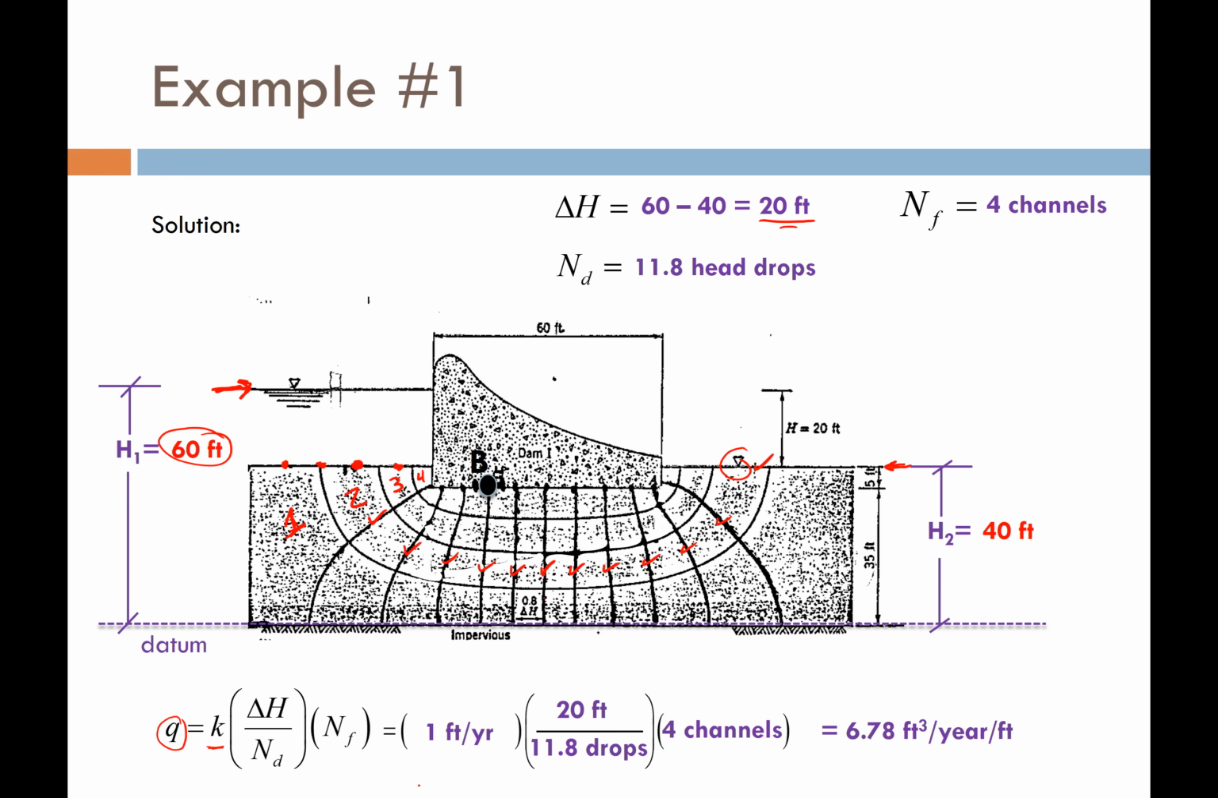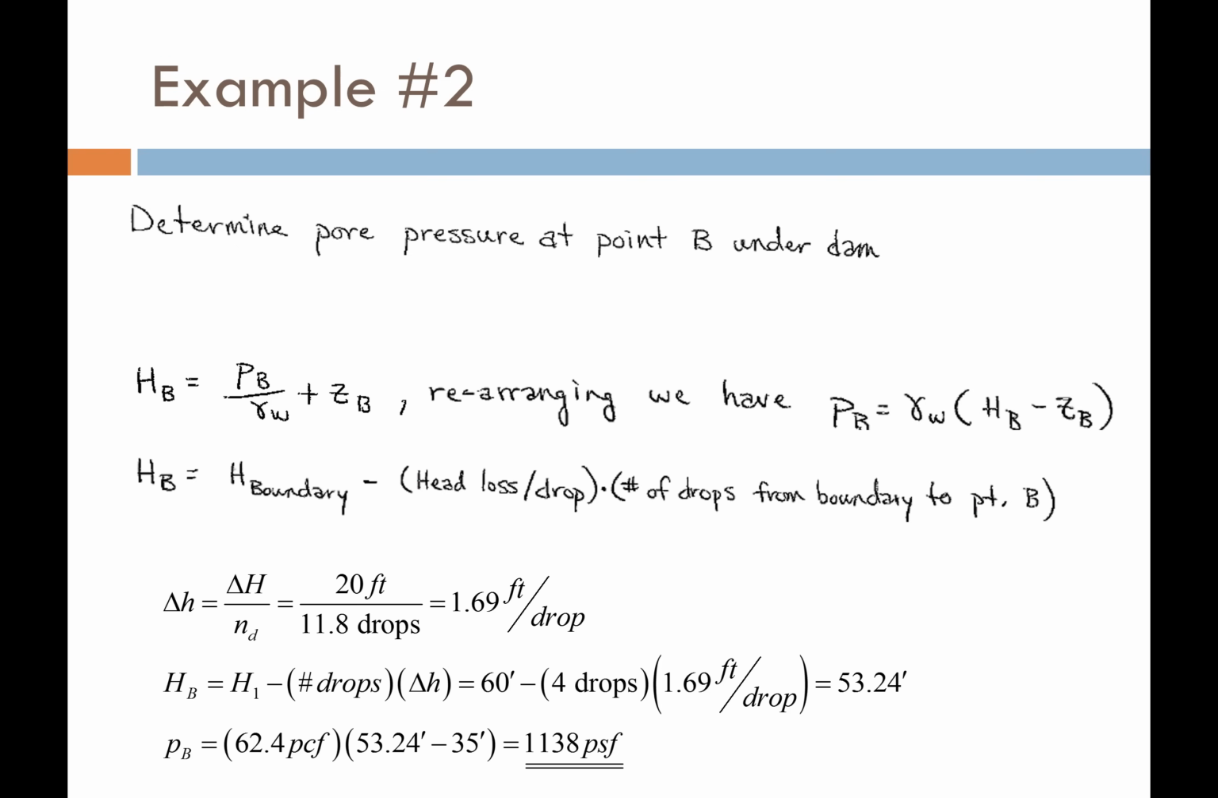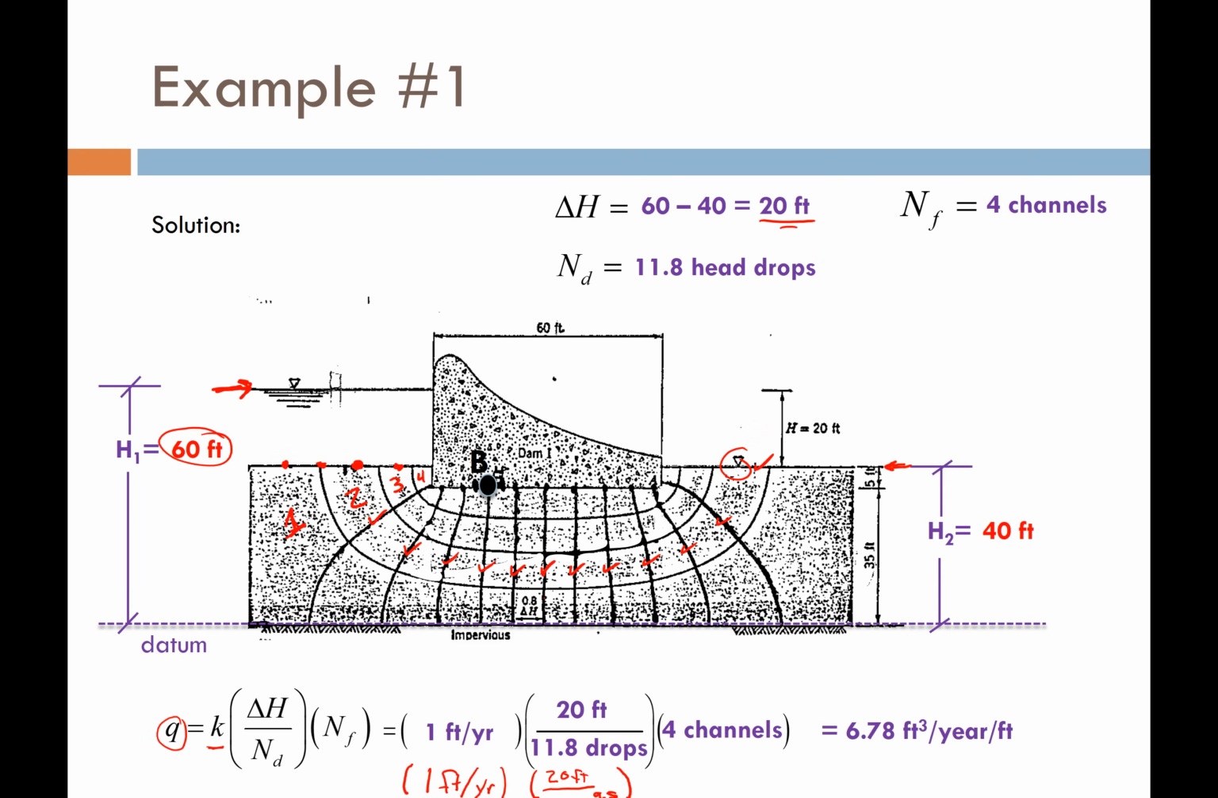Nice. So with my quick and dirty flow net, how would I do? Let's go ahead and compute that. So that would be 1 foot per year for K. The change in head, that would be the same. That would be 20 feet. That doesn't change. But the number of drops changes. So I had 9.8 drops. Oh dear, I'm right at the bottom of the screen. You can't see that. But I'm going to put 9.8 in on the denominator there instead of 11.8. And I had 3 channels.